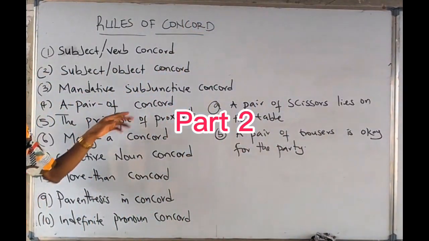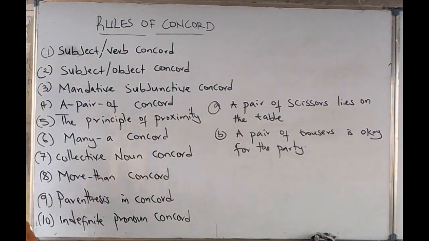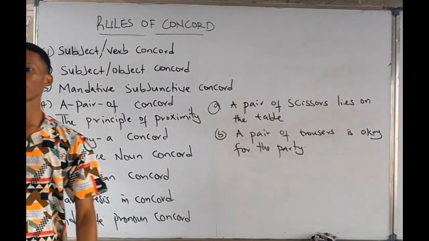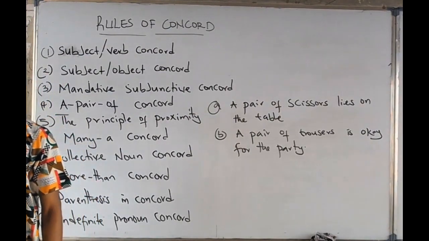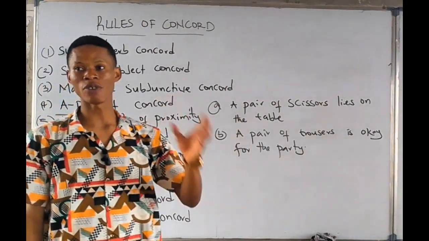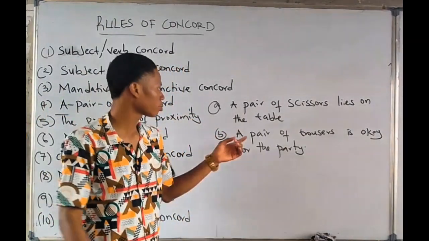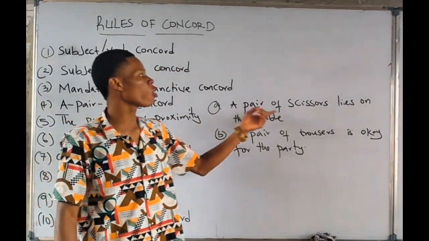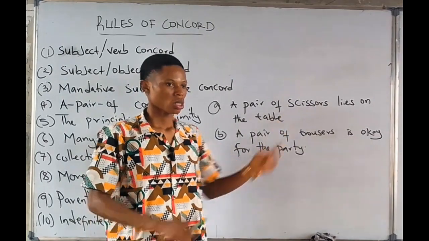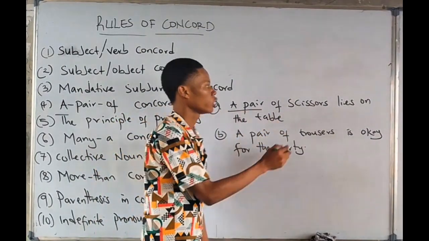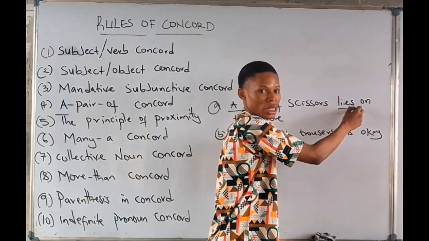A pair of Concord. Now, when a pair of is used in a sentence, it will attract a singular verb. So you consider it as a singular subject. Now look at this. If you have something like a pair of scissors, because of this a pair of, it will attract a what? A singular verb, right?